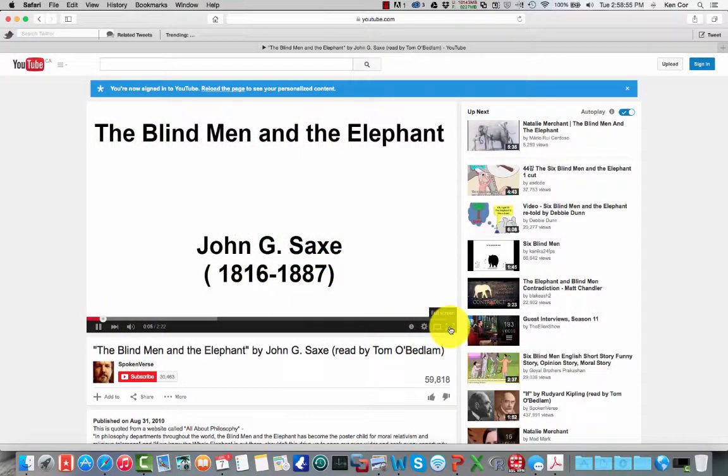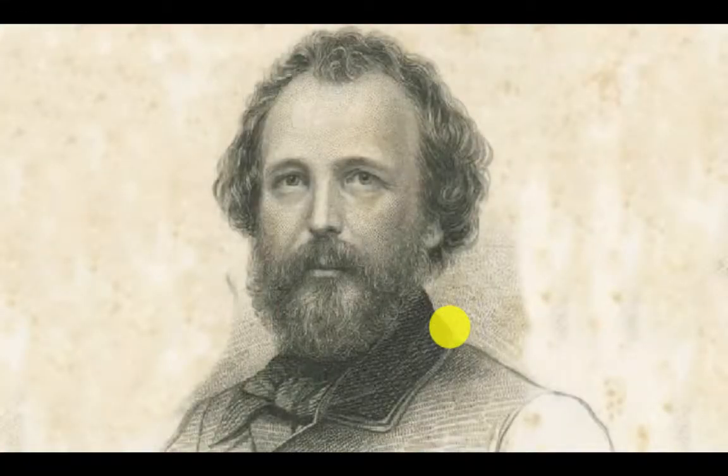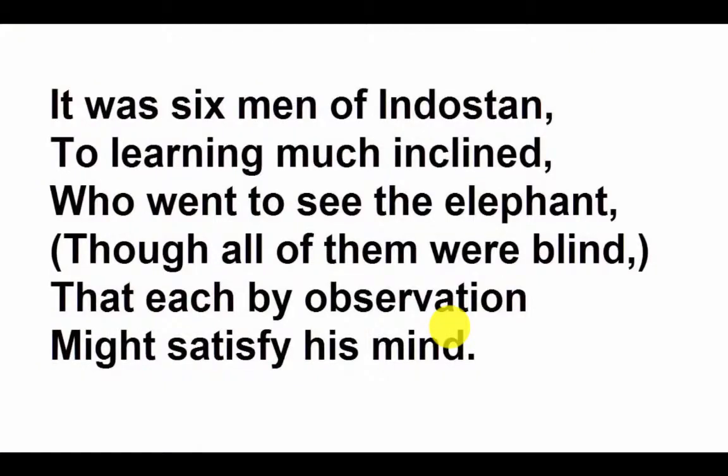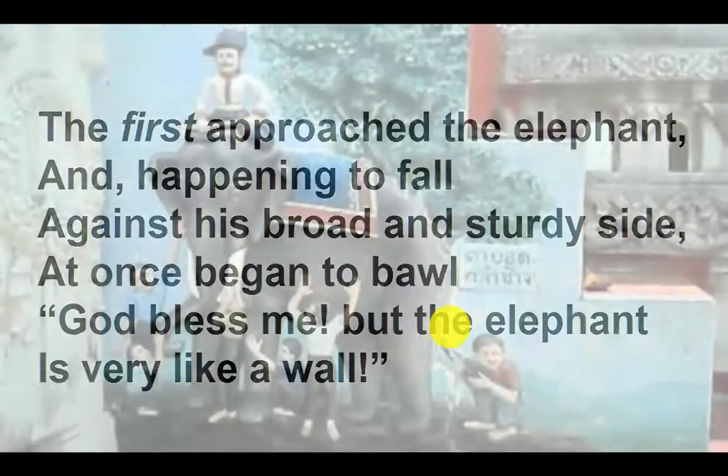The Blind Man and the Elephant by John G. Saxe. It was six men of Indostan, to learning much inclined, who went to see the elephant, though all of them were blind, that each by observation might satisfy his mind. The first approached the elephant, and happening to fall against his broad and sturdy side, at once began to bawl, "God bless me, but the elephant is very like a wall."